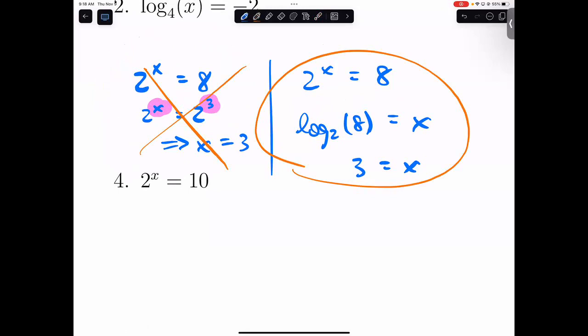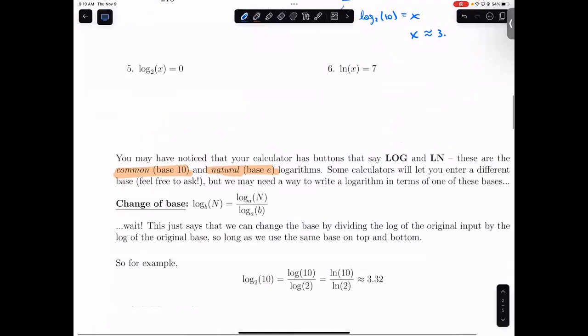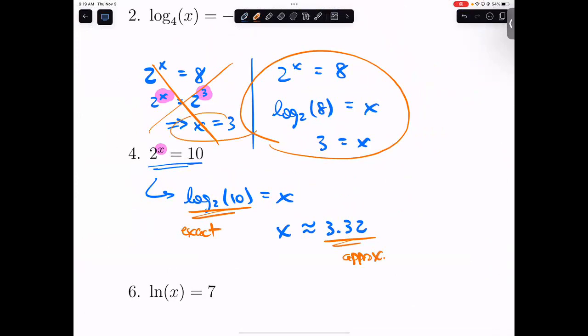2 to the x equals 10. So I'm looking for an unknown power, which means we use a log. How would you rewrite this as a log? Log base 2 of 10 equals x. And then again, I just punch it into a calculator and I get 3.32. This is an exact answer. This is an approximation.